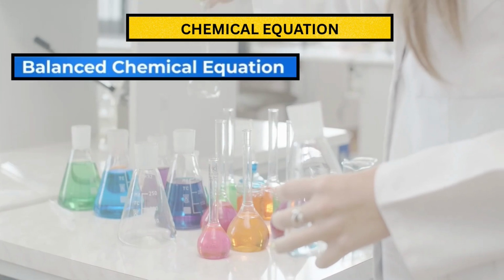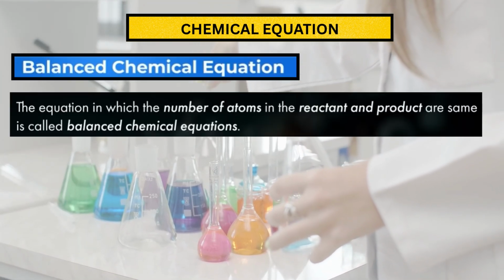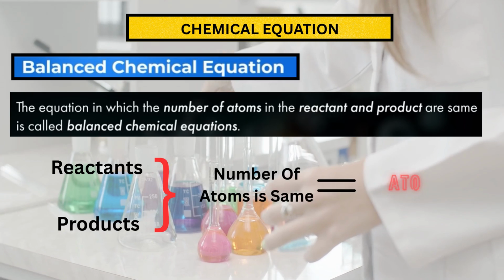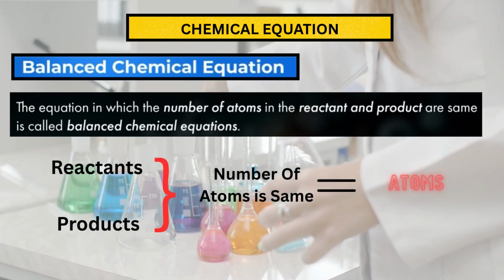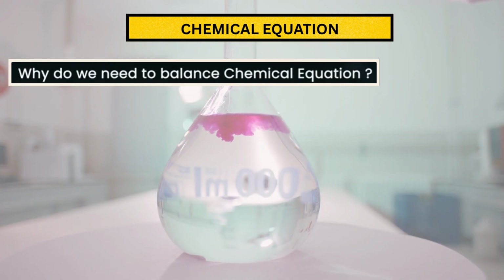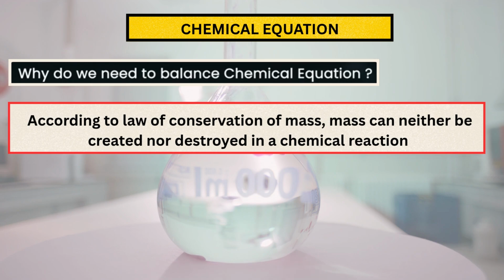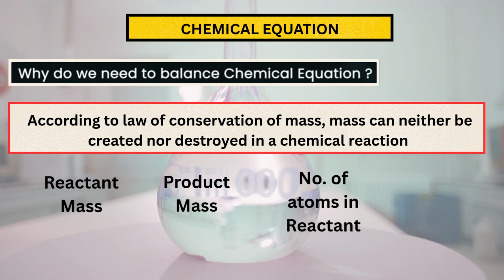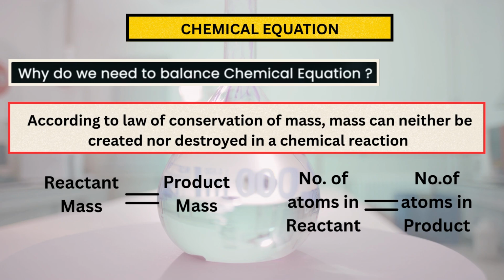What are balanced equations? These are those equations in which number of atoms in reactants and products are same. Now why do we need to balance chemical equation? Because according to law of conservation of mass, mass can neither be created nor be destroyed in chemical reaction. This will happen only when mass of reactants is equal to mass of products, that is, number of atoms in reactants is equal to number of atoms in products.